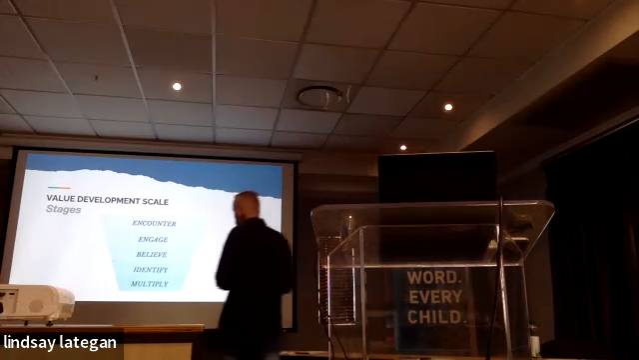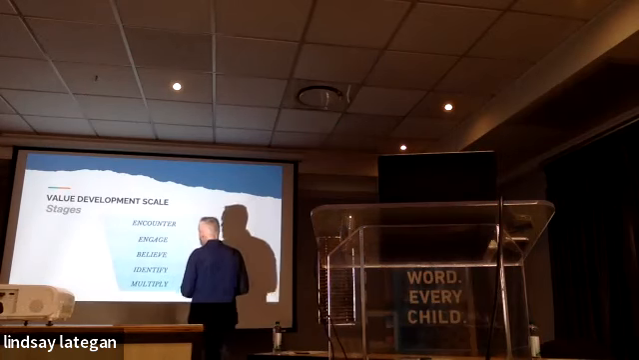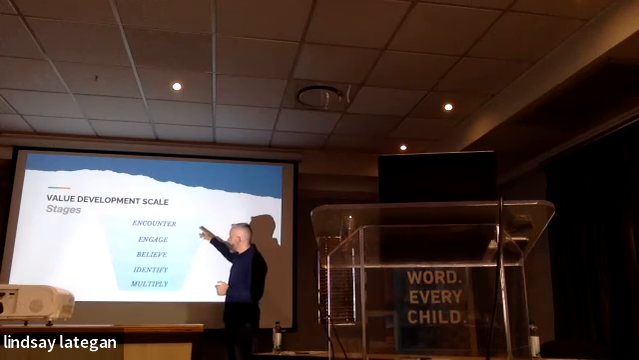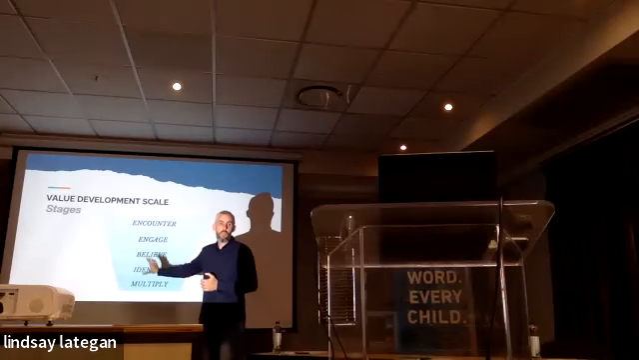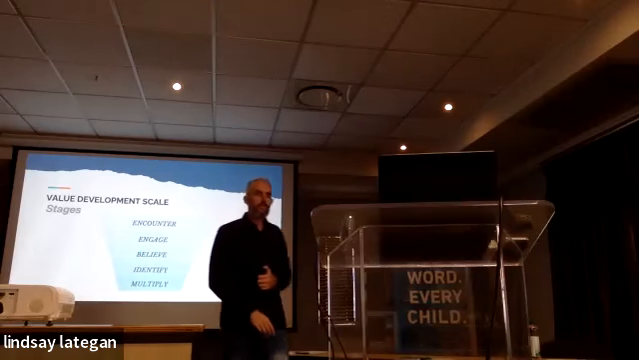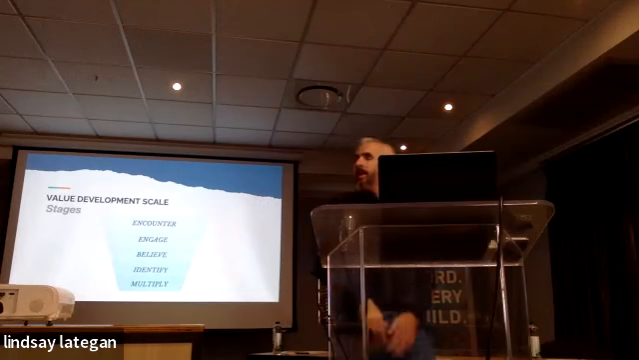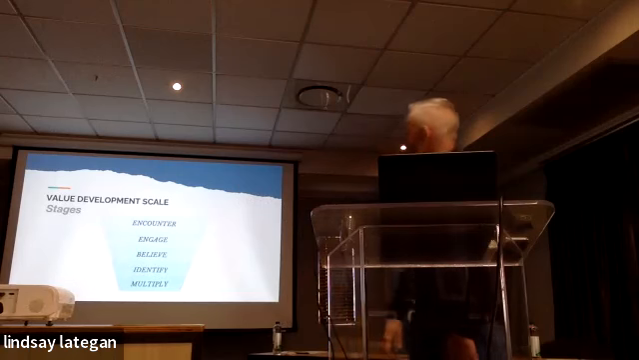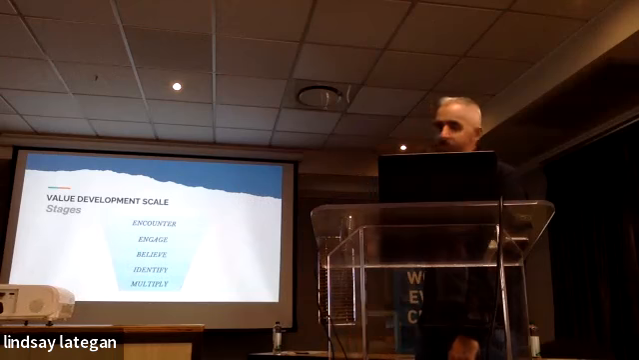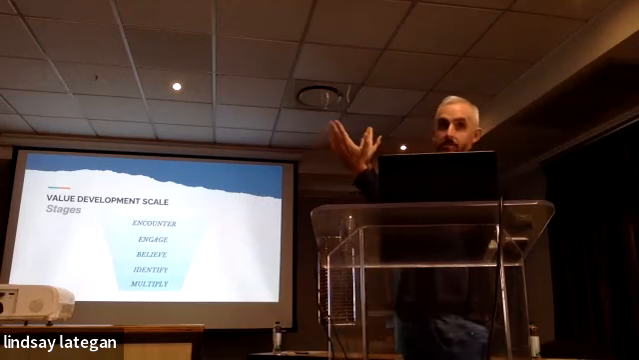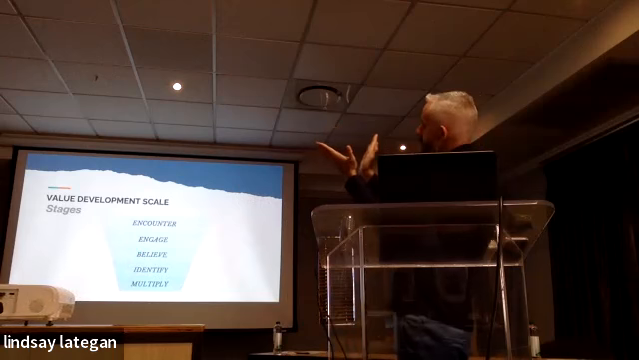So this is your value development scale. It's made up of 5 steps: encounter, engage, believe, identify, and multiply. We can change those terms as we go through and as we work on this together. But we also refer to that as a funnel. Why do we refer to it as a funnel? Do you see that it's shaped like this? In my mind, it should actually be shaped more like that.